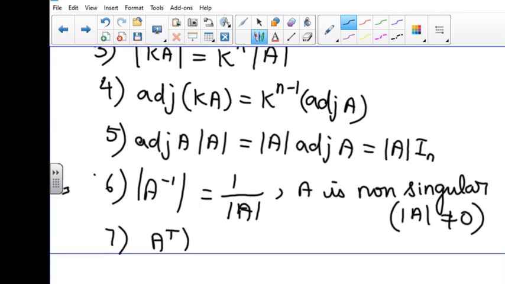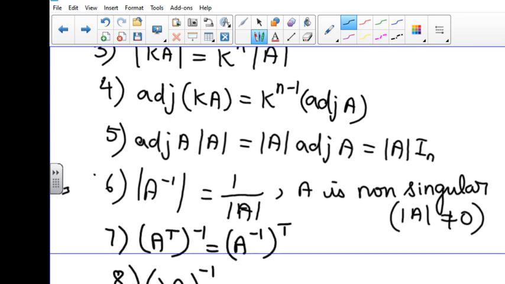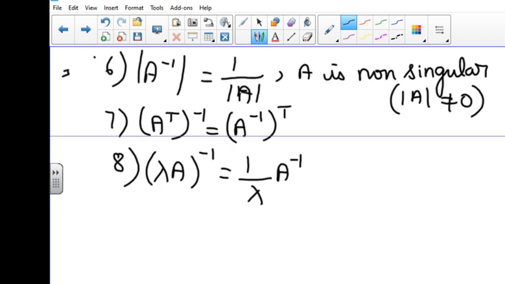A transpose the whole inverse is equal to A inverse the whole transpose. Eighth one, lambda A the whole inverse is equal to 1 by lambda into A inverse.